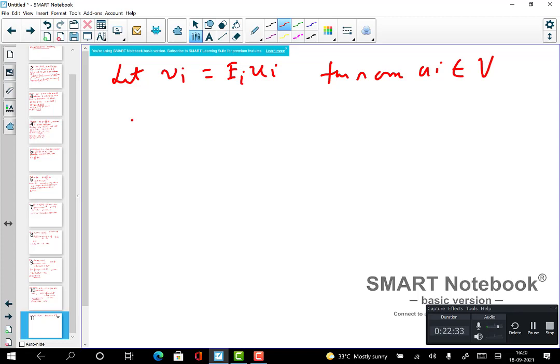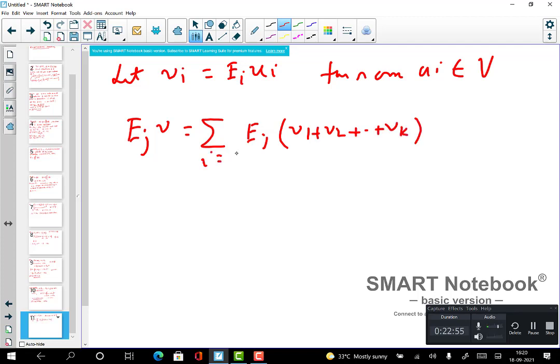So if you start with say Ej, what will be the image of V under Ej? You can write it down as the sum over i. And then you know that V is the direct sum of V1, V2, ..., Vk. So the image is the sum over i equal to 1 to k of Ej of Vi.